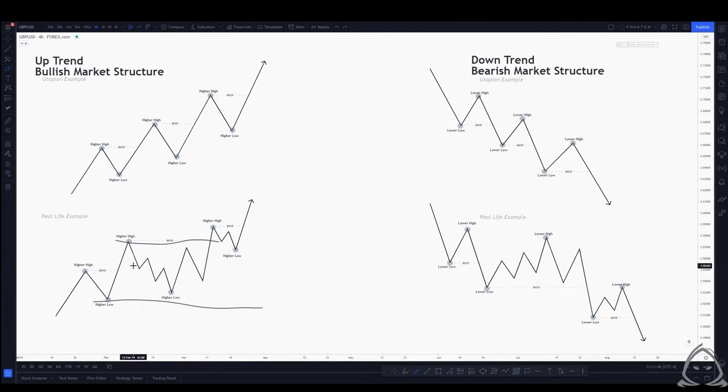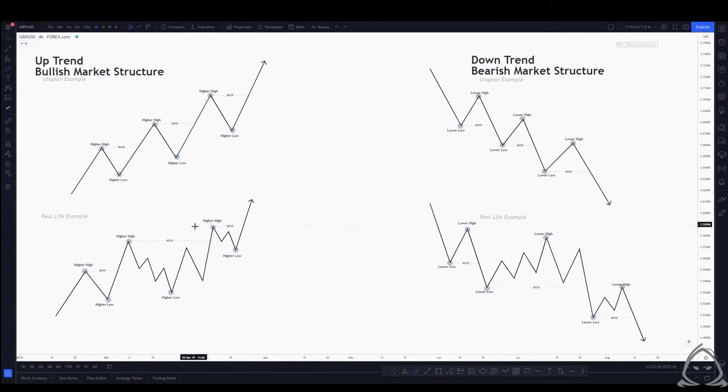It's a complex pullback because we could initially think that maybe this was the higher low, but then we put this one in. We might think that's a higher low. Then we might see this one and think that that's a higher low. But until we actually break this higher high, we don't actually know. Now what you'll see is price then begins to pull to the upside. We get another correction and then we finally break that higher high.